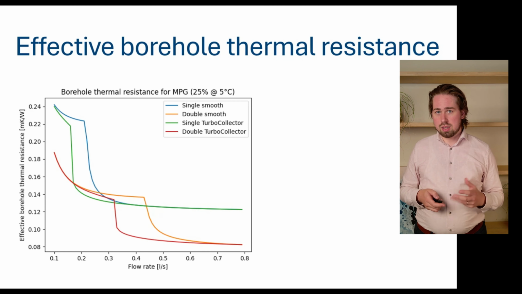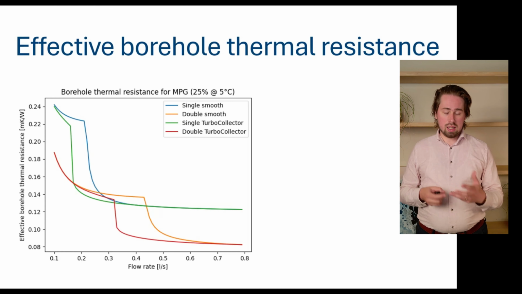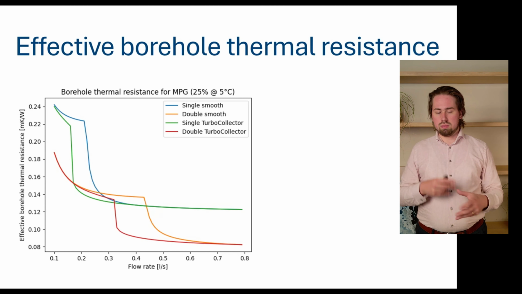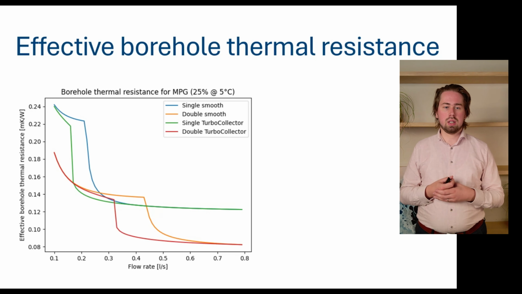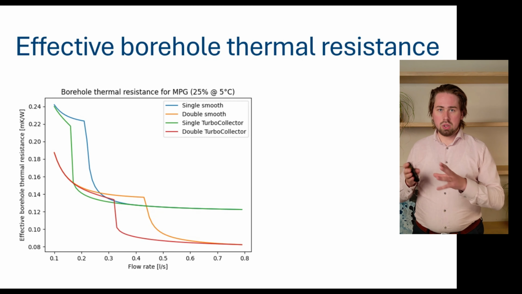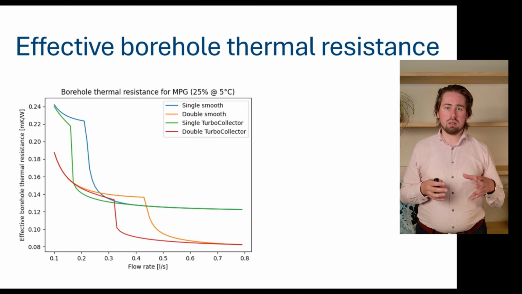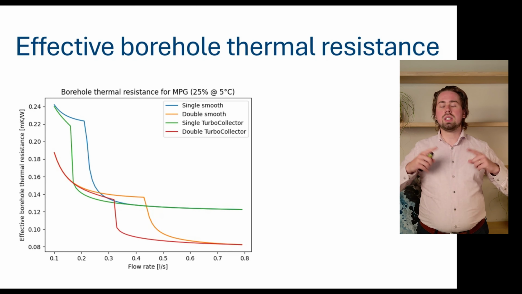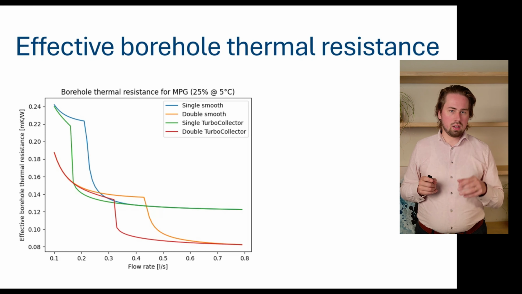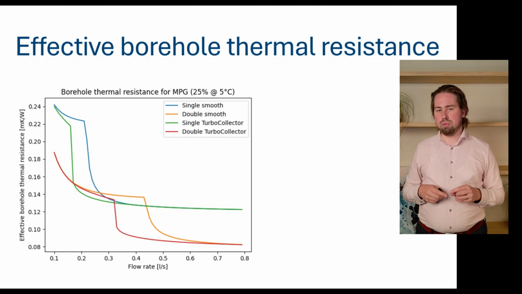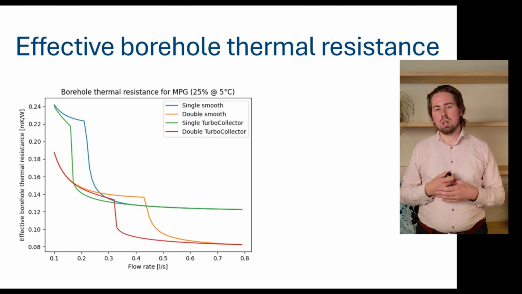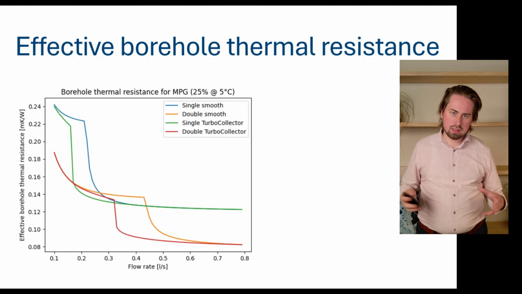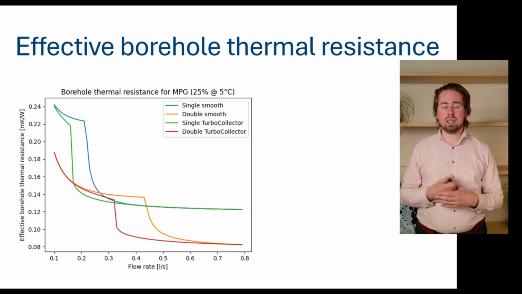But what is interesting is when we were talking last time about the range in which the single outperforms the double U. When you compare the smooth with a single TurboCollector, this range is significantly bigger, between 0.18 and 0.45, let's say, instead of 0.25 to 0.45. So it increases the range in which a single probe can be more beneficial than a double one.